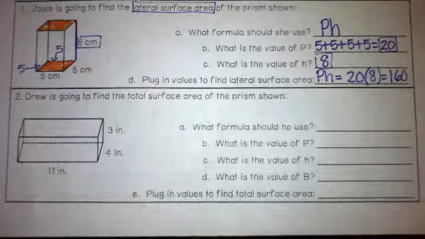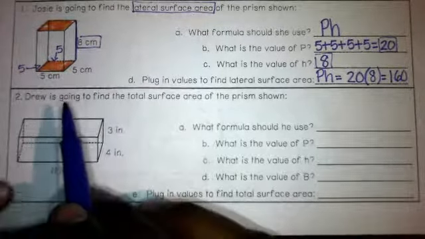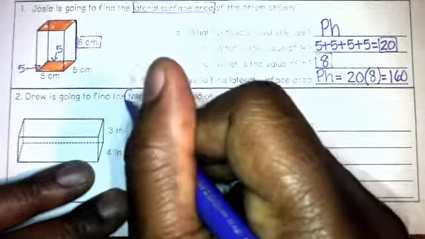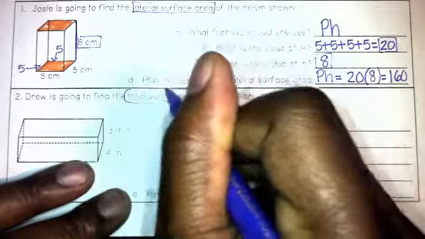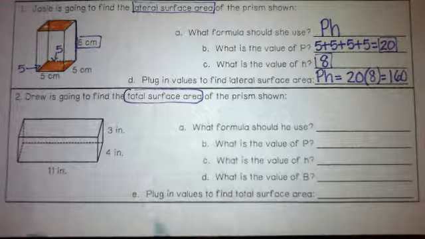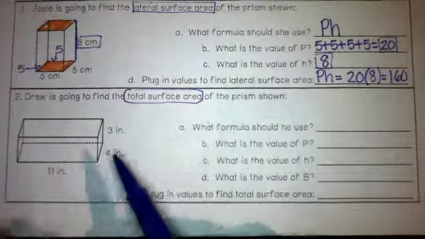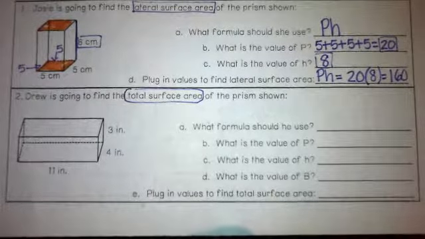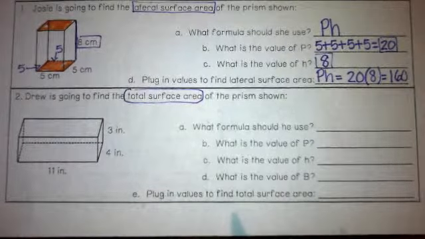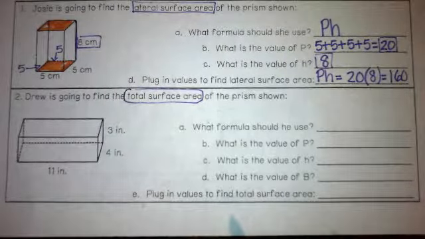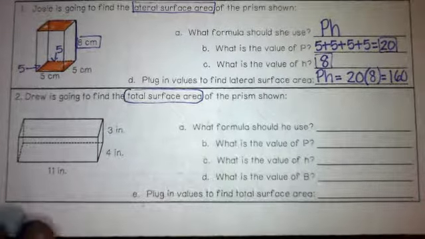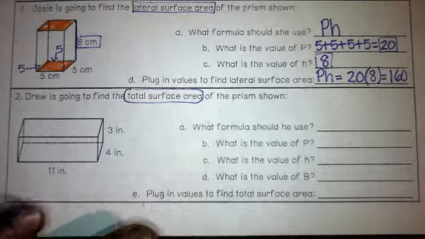Now let's look at number 2. It says Drew is going to find the total surface area. So we know we're looking for the total surface area of the prism shown below. Again, it gives us 3 numbers. It's going to give us stuff to figure out. You can choose which one is going to be the height. I like for my height to go up and down, so I'm going to choose 3 as my height.